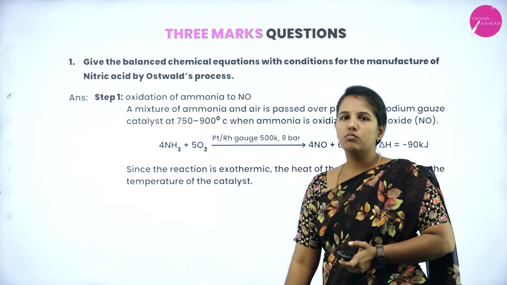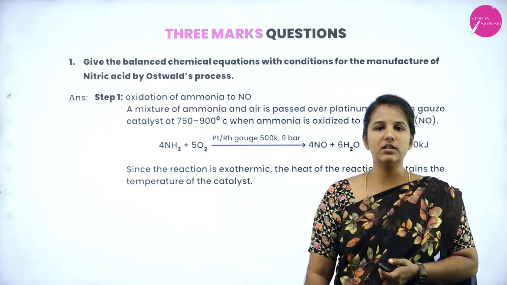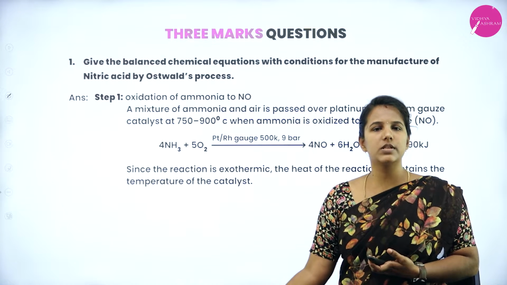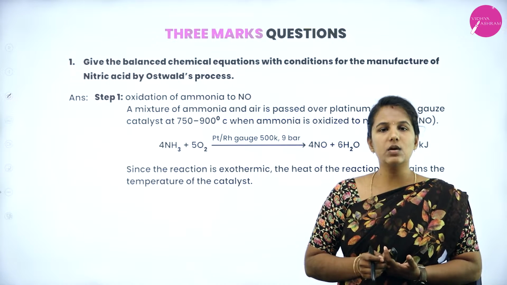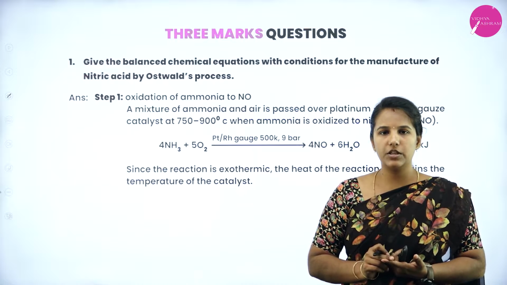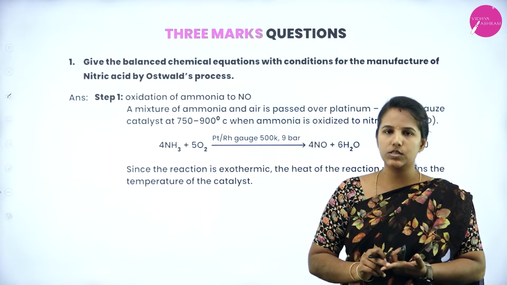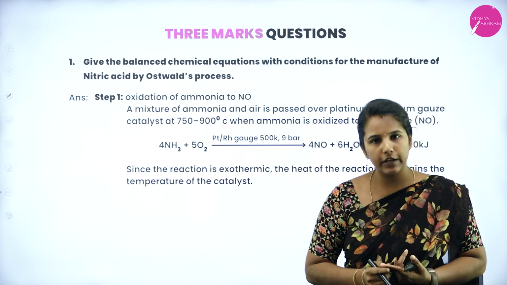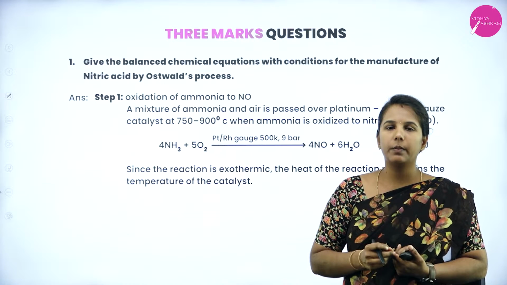Next, we'll go with the most important preparations in the P block. Definitely from these 3 questions, you can get 1 question. One is preparation of nitric acid by Ostwald method, preparation of sulfuric acid by contact process, then preparation of ammonia by Haber's process.